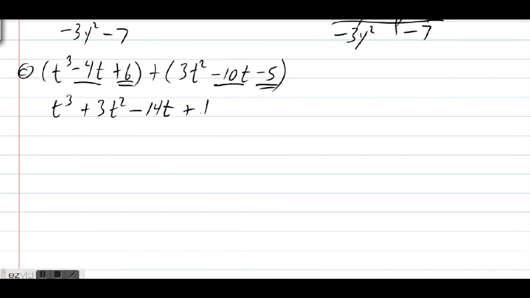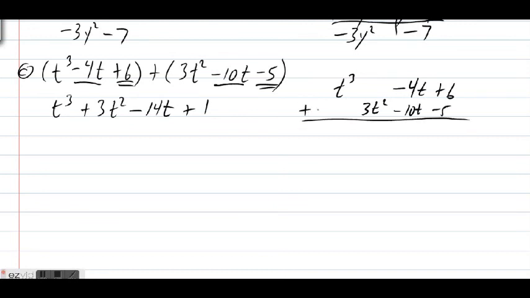So you'll see what happens when you don't have the same amount of terms. If you wanted to line it up vertically, you'll have to do a little bit of adjusting. So you'll have t to the third. Since there's no t squared, you're going to have to leave some space and write minus 4t plus 6. You get down to the second trinomial. There's no t to the third, so now you're going to write 3t squared minus 10t minus 5. Okay? So I tried to trick you a little bit, but I think you guys are good.